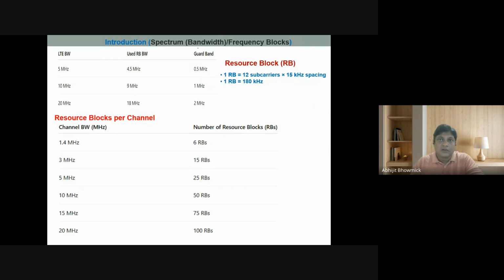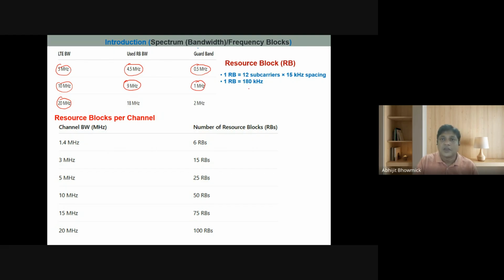Now, I already mentioned the spectrum; for a better understanding, if you look here, some frequency bands, the LTE bands, are considered. Here you can see the 5 megahertz band, 10 megahertz band, and 20 megahertz band. Here the utilized bandwidth for data transmission is 4.5 megahertz, whereas 0.5 megahertz is used for guard band purposes. Similarly, for 10 megahertz, it is 9 megahertz for data transmission and 1 megahertz for guard band purposes.